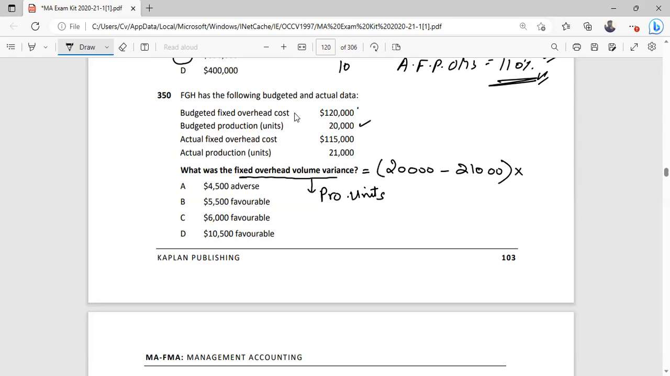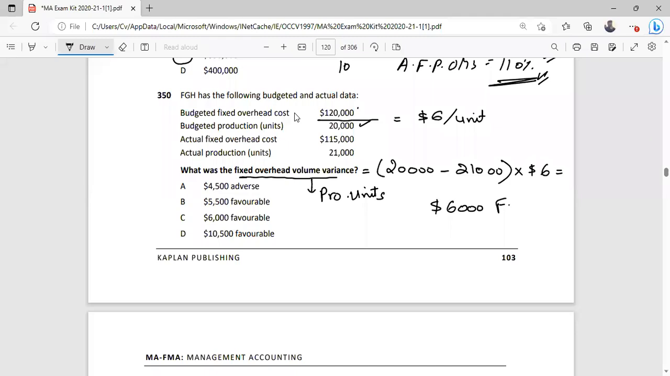To calculate the overhead absorption rate, we have already learned this formula under absorption and marginal costing. Budgeted fixed overheads divided by budgeted production units: 120,000 divided by 20,000. So $6 is the OAR per unit. Budgeted production units are 20,000. Actual production units are 21,000. This time the answer is favorable with $6,000.